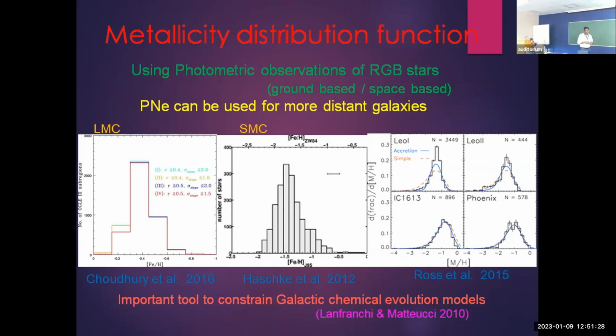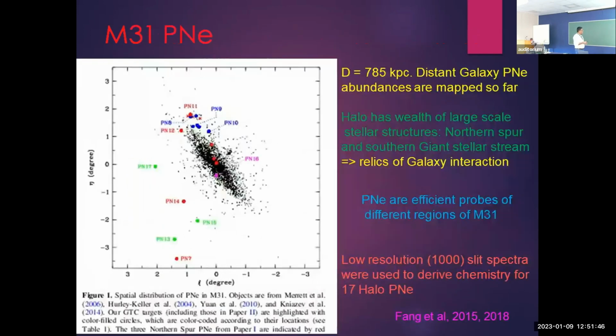These functions are all obtained by photometric observation, but photometric estimation of the metallicity distribution function has uncertainties. Whereas if you do the same thing with the planetary nebulae by the emission lines, the uncertainty can be reduced greatly.